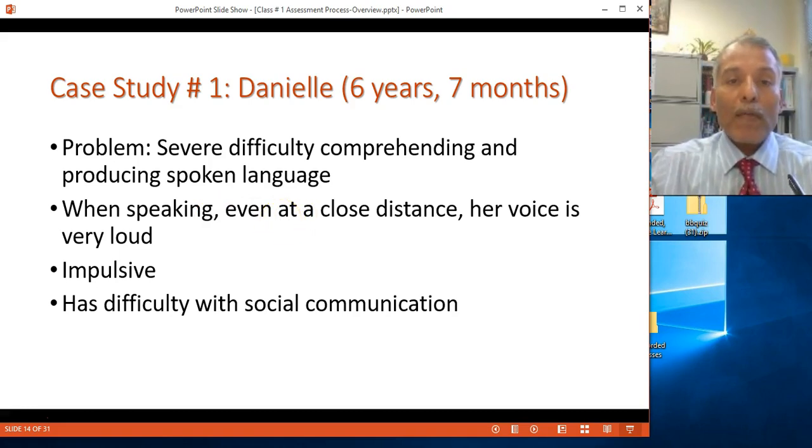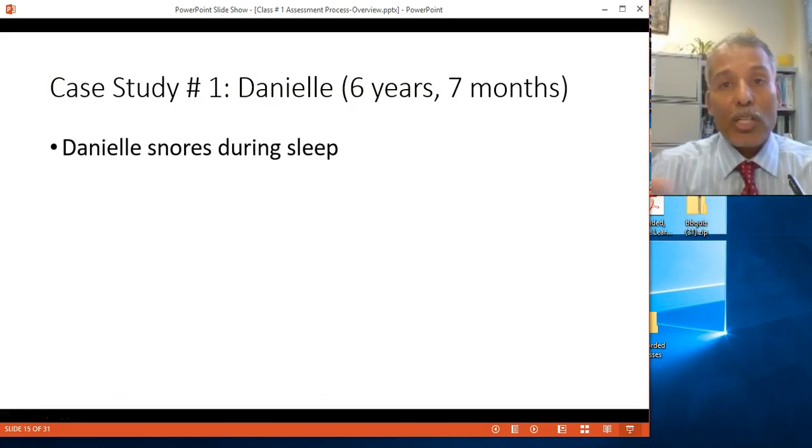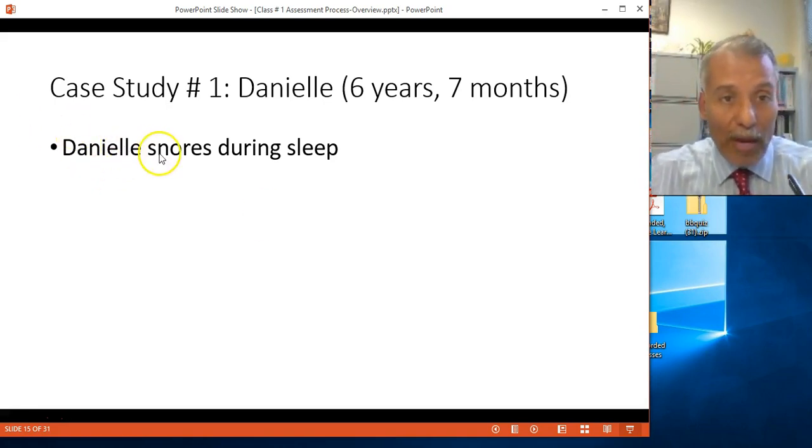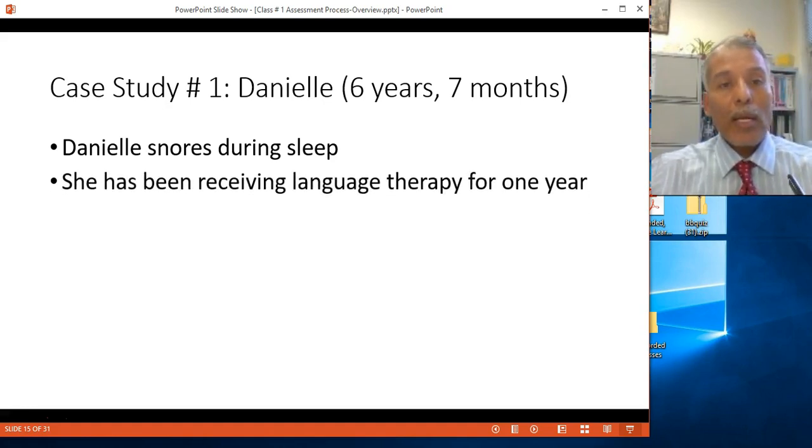So let's go back and find another piece that can strengthen our interpretation. My interpretation, what I gave you, is starting to make sense, just based on the fact that she snores, because snoring in kids, not in adults necessarily, in kids, is the result of enlarged adenoids. Okay, she has been receiving language therapy for 1 year.